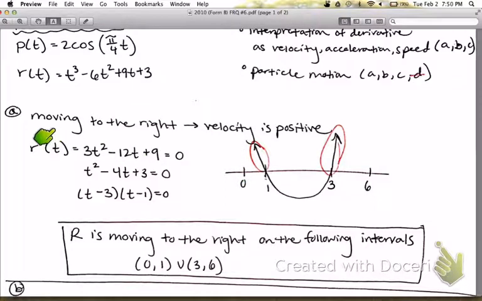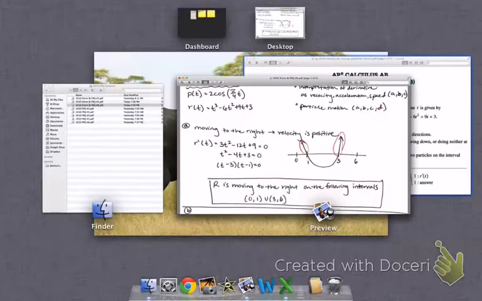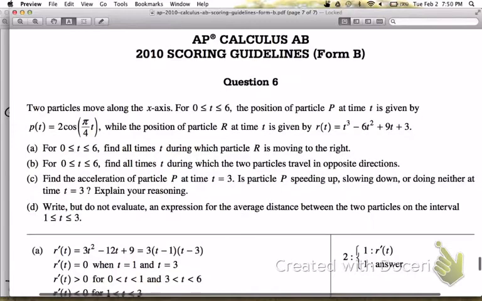So in order to figure out where it's moving to the right, that means the velocity is positive. So the intervals where it's positive are from 0 to 1 and from 3 to 6, since my endpoints are 0 and 6. And then it would be negative, or in other words, moving to the left, in between those two. So in between 1 and 3, it would be moving to the left. So that's the answer to part A. You get 2 points for that: 1 point for successfully finding the derivative of r of t, and 1 point for getting those two intervals.